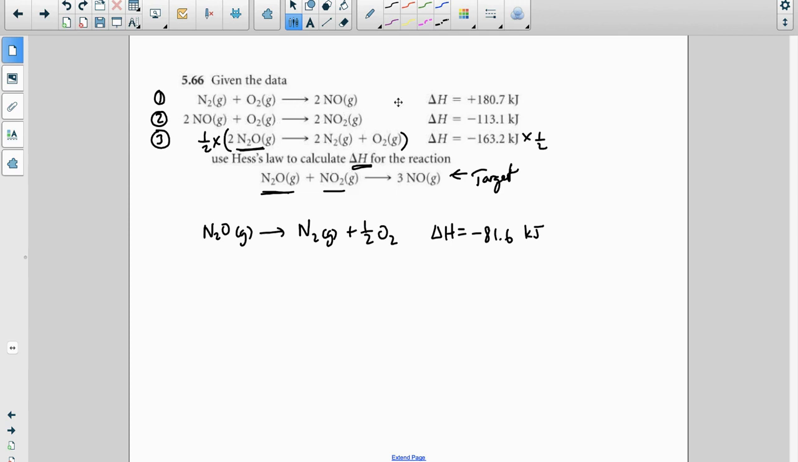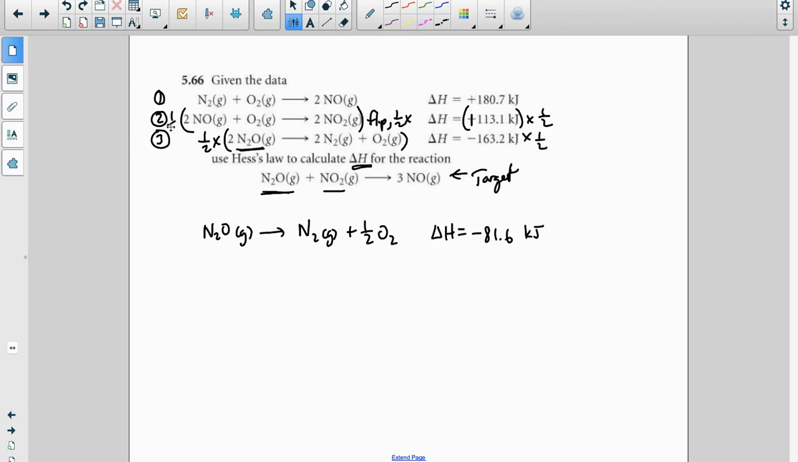So I need to flip this around. And there's also only one NO2 here, but there's 2 here. So I need to also take it times 1/2. So I'll have to do the same to my delta H. I need to flip this, so I'm going to have to make this positive, but I will also have to take this times 1/2.